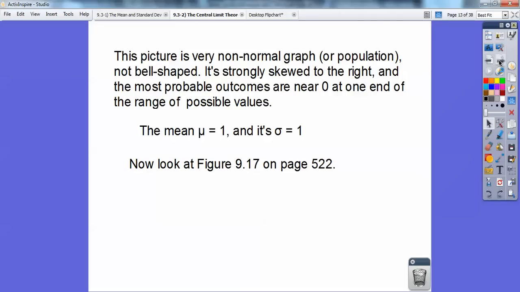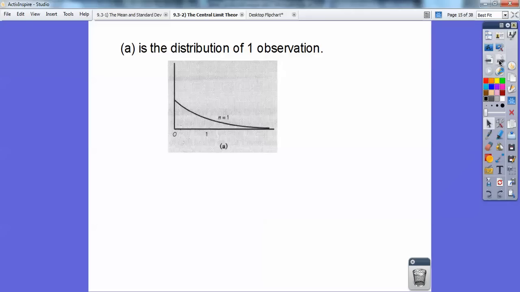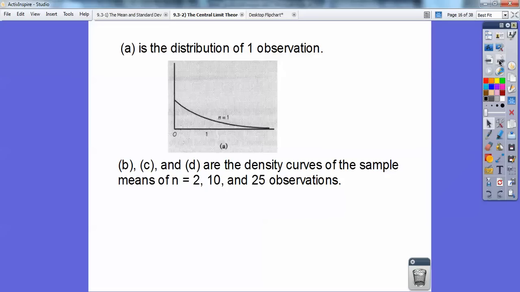So now we're going to look at figure 9.17 on page 522. The first part of it is a distribution with one observation. Remember the mean of this is still 1 and the standard deviation is 1, but now we have n equals 1, and it looks like that. You see how that's very skewed to the right? Well, watch when I increase it to 2, and then I think I increase it to 10 and then 25. So B, C, and D are the density curves of the sample means of n equals 2, n equals 10, and n equals 25.